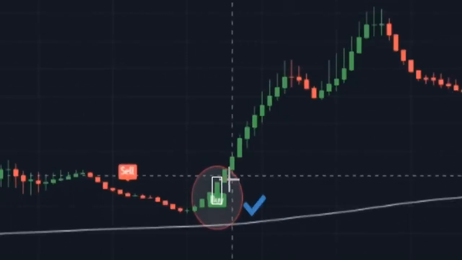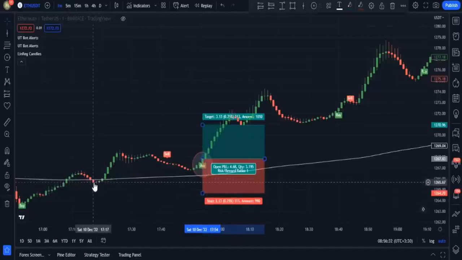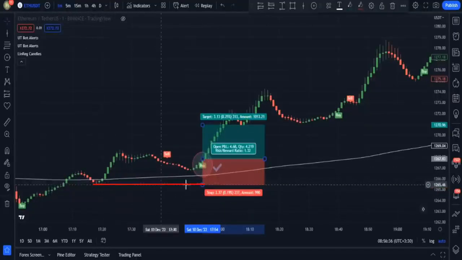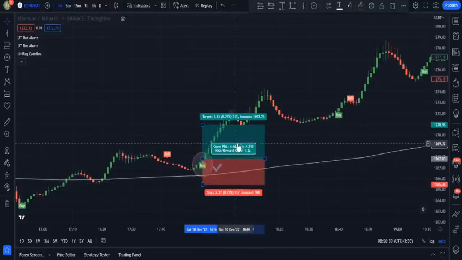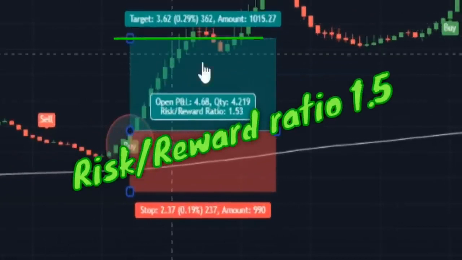I enter a trade at these candlesticks' closing. I can set my stop loss below the previous swing low. I adjust my stop loss according to this swing low. And for the TP, I can use 1 to 1.5 risk-reward ratio. So I adjust the TP with a 1.5 ratio.